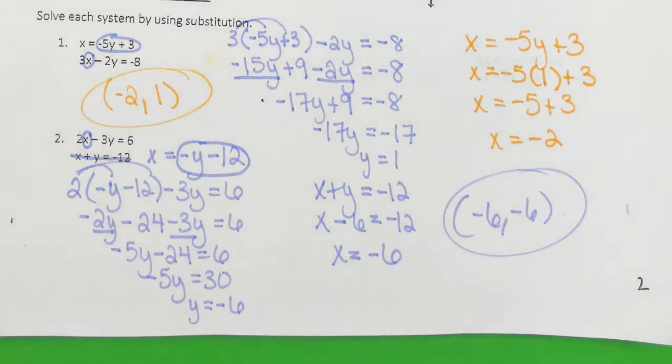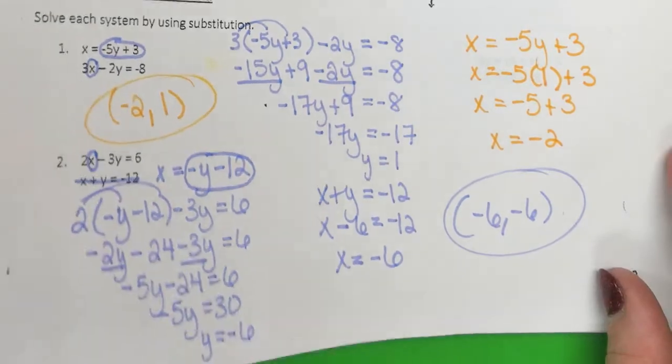And what would we call those? What if they're going to cross at one point? What do we call them? Consistent and independent. There you go.